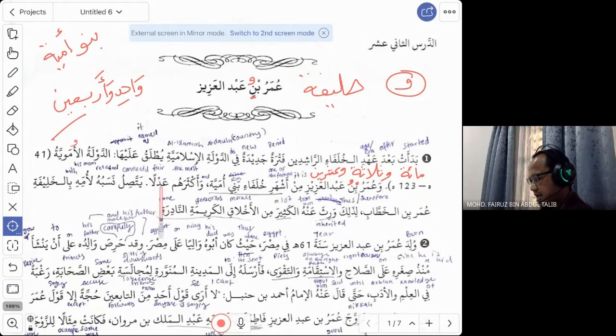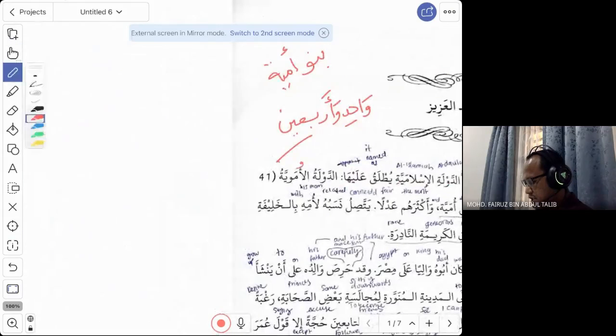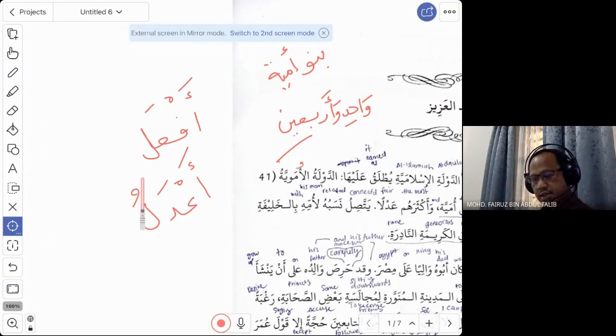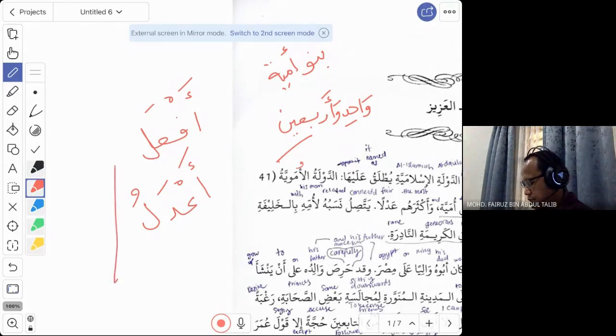Adlan, and this is another way of doing the isim tafdil. In our lesson on isim tafdil, how do we form it? We just change the word to af'al. So if the word is adl, it will become a'dal. This is from our lesson, what we have learned. But there is another way of doing isim tafdil. This is the first way.